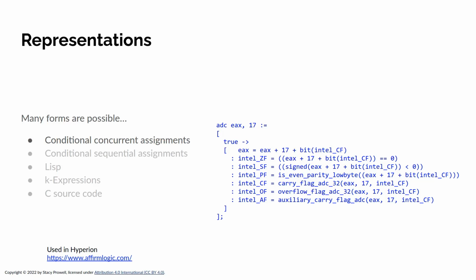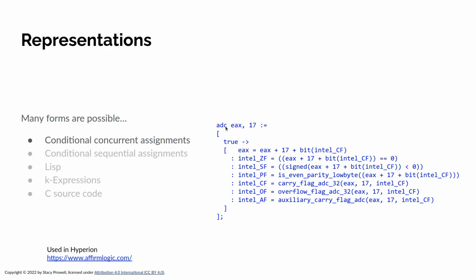Conditional concurrent assignments. This is the form of semantics you see over here on the right-hand side, and it's used in the Hyperion tool, which comes out of a company called Affirm Logic. Maybe they're still called Affirm Logic. I think they may have changed their name. So it looks like this.